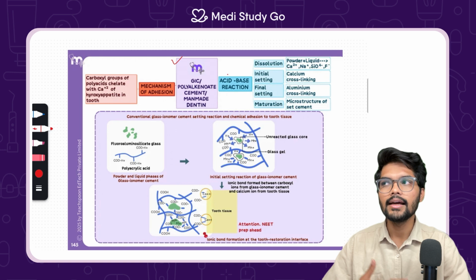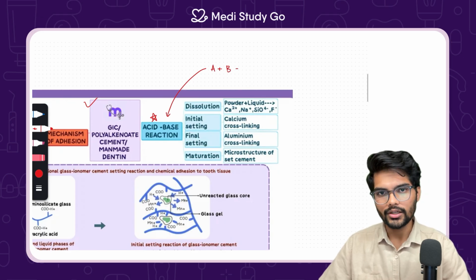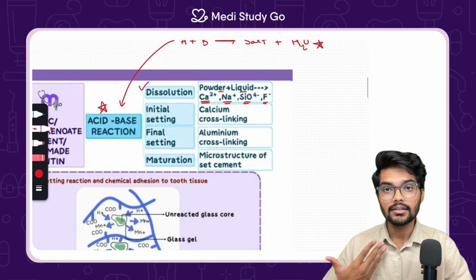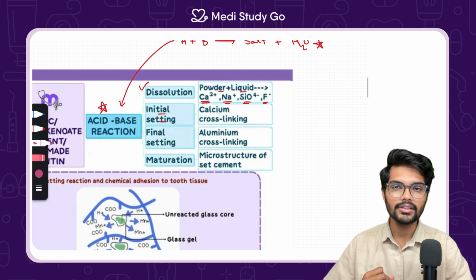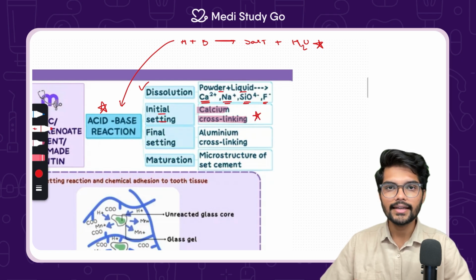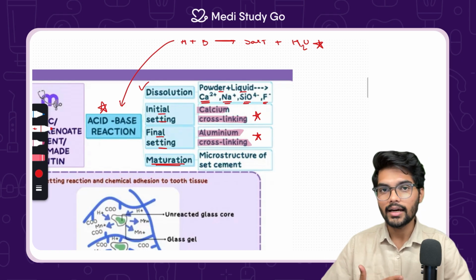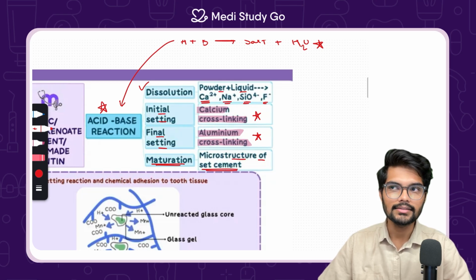Now let us understand the setting or the chemical reaction of the glass ionomer cement. It is basically an acid-base reaction, and as we have studied during all of these years, an acid and base reaction is going to give us salt and water. So the dissolution, powder plus liquid, is going to give us calcium, sodium, silica and fluoride. The initial setting is accomplished by calcium cross-linking, which is a very important point you need to remember, whereas in the final setting we are going to see the aluminium cross-linking. And there obviously is maturation, which keeps happening over 24 hours of the restoration till the next 1 year, where the microstructure of set cement is established.